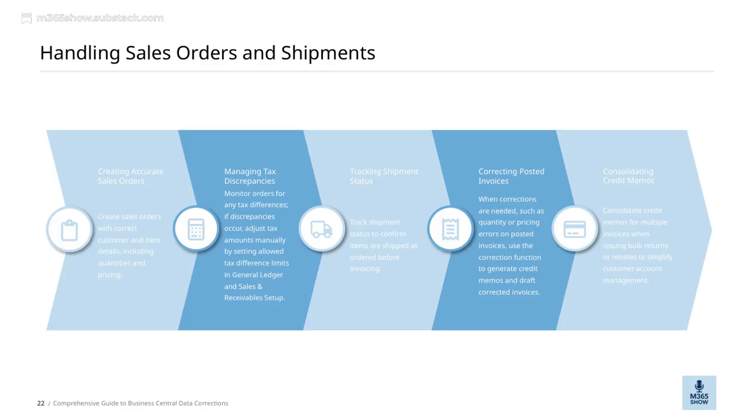Finally, creating accurate sales orders is fundamental. Always ensure that customer details, item information, quantities, and pricing are correct from the start. This helps streamline the entire order-to-invoice process and reduces the need for corrections later on. Together, these practices help maintain clean, accurate, and efficient sales and shipment processes, which are essential for smooth business operations and excellent customer service.